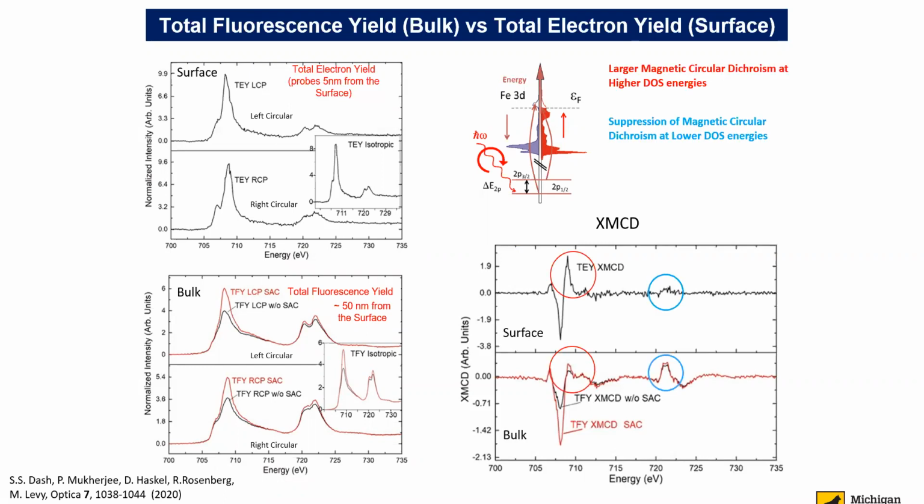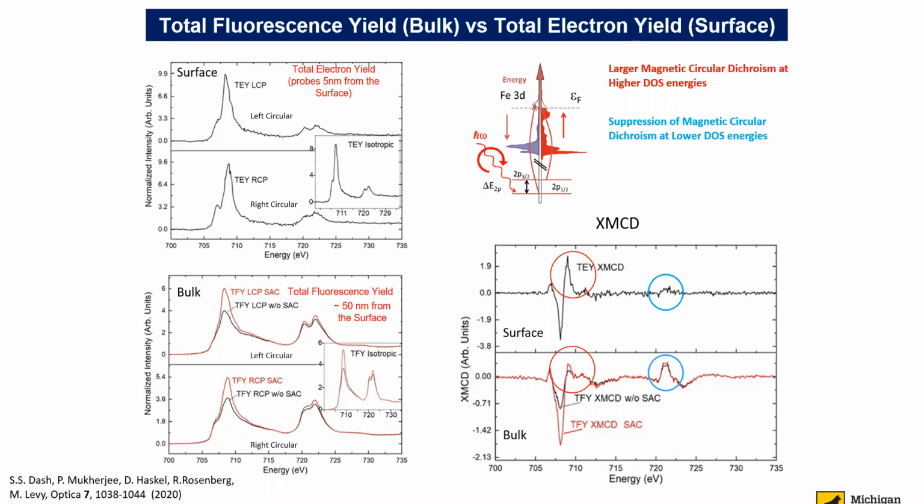For the XMCD, we see a shift in electron density that prefers absorption of RCP photons, which is higher at 709 eV for the surface compared to the bulk, as shown in the red circle. Further, we also see a suppressed L2 edge in the blue circle, showing that equal probability of RCP and LCP photon absorption is preferred at the surface compared to the bulk.